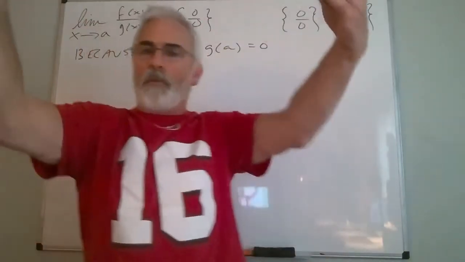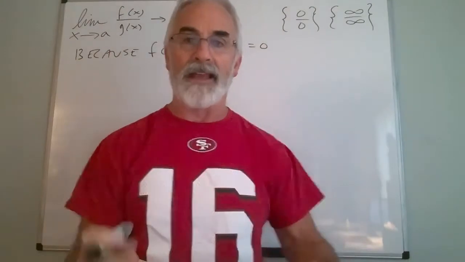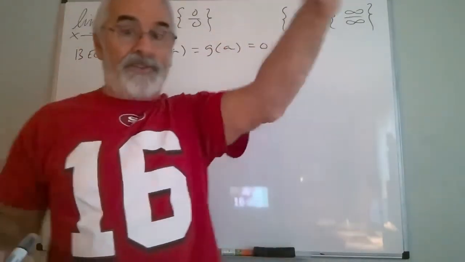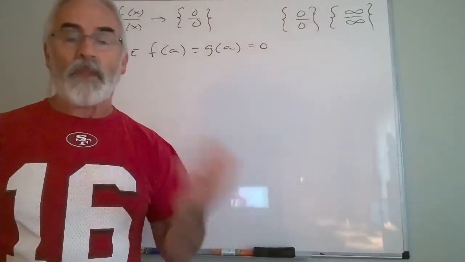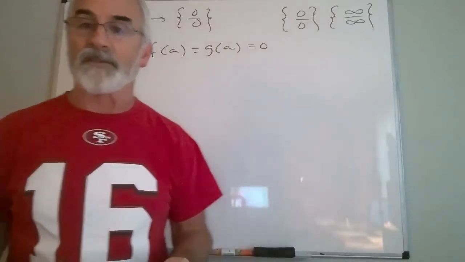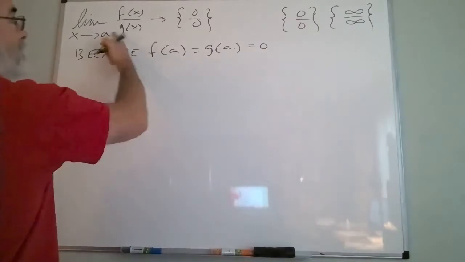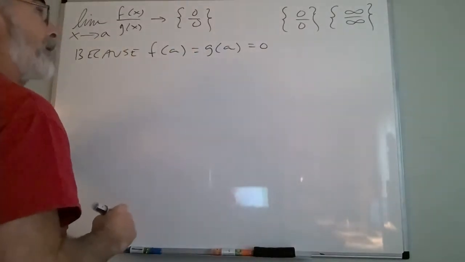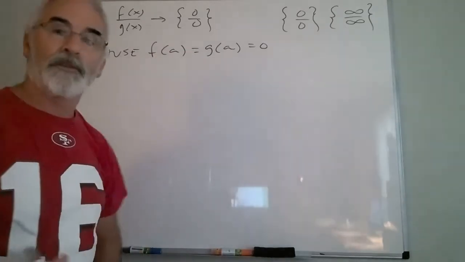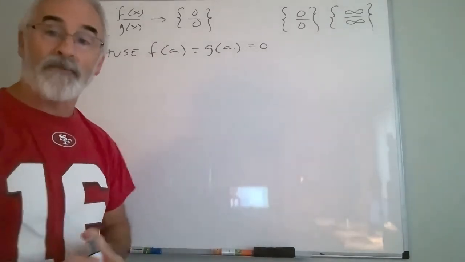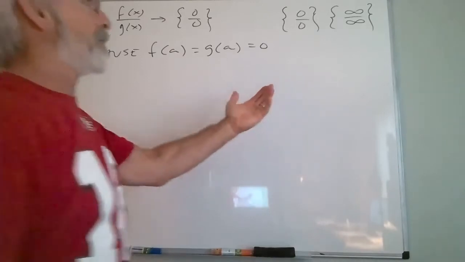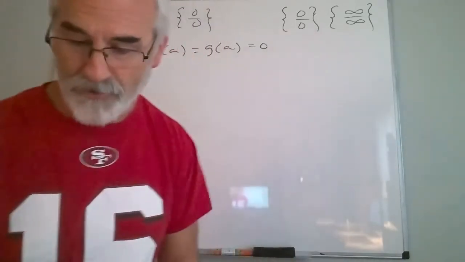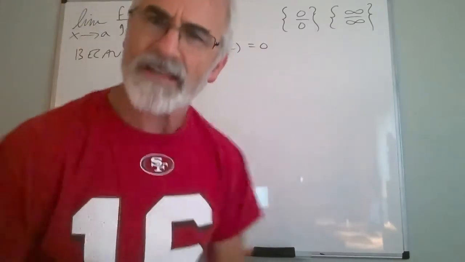I might have a polynomial over a polynomial and x minus a is a factor of numerator and denominator. It might be, you know, sine x over x as x goes to zero. There's a lot of different ways of looking at this, but I have this type of indeterminate form, which is the one we practiced the most in calc one, and certainly the one that we looked at most last day. Okay, we also have the ones where I'm going to infinity, like polynomial over polynomial, where they both grow without bound. So how do I attack these?